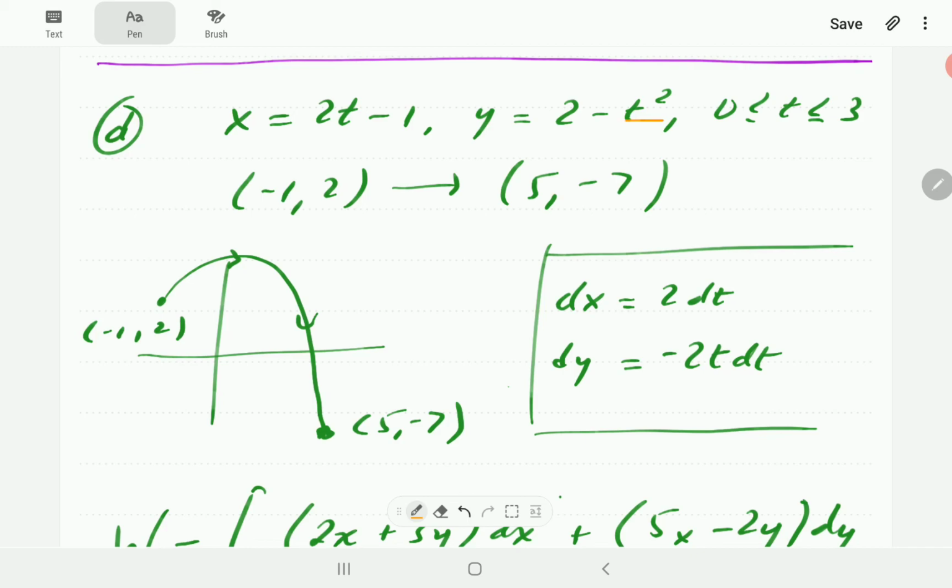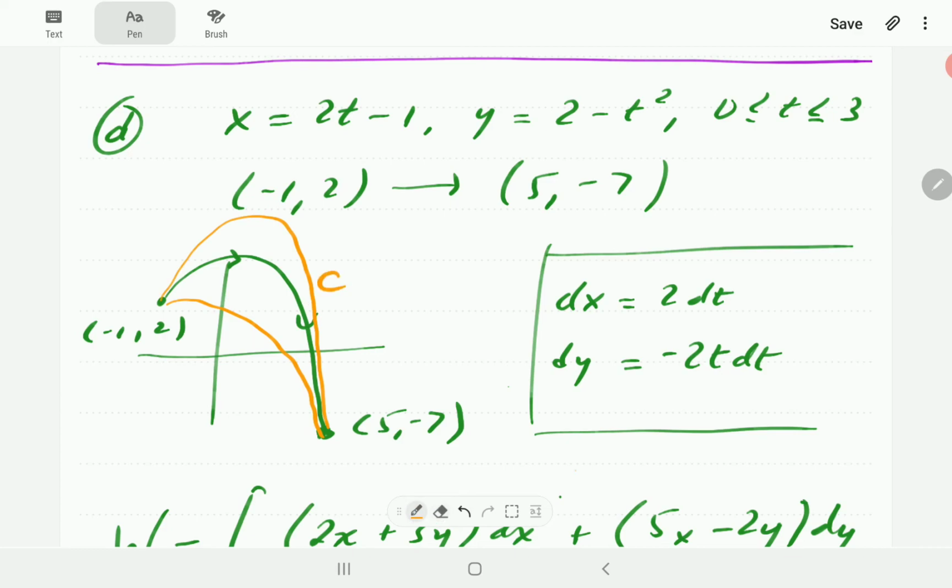This time the t squared coefficient is negative, so this is opening downwards. But the details of this are not important. It could indeed be like that, or it could be like that. All right, so that is our C.